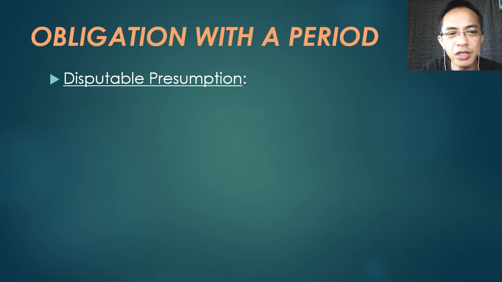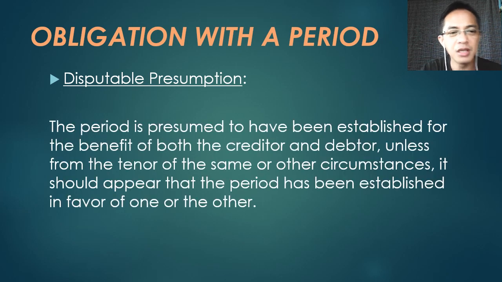So there is a disputable presumption in period, class. The law says the period is presumed to have been established for the benefit of both the creditor and the debtor, unless from the tenor of the same or other circumstances it should appear that the period has been established in favor of one or the other. So if the parties are silent, kung kanino ba favorable yung period, it is considered to be favorable to both parties, unless nag-agree sila na in favor of the debtor or in favor of the creditor.